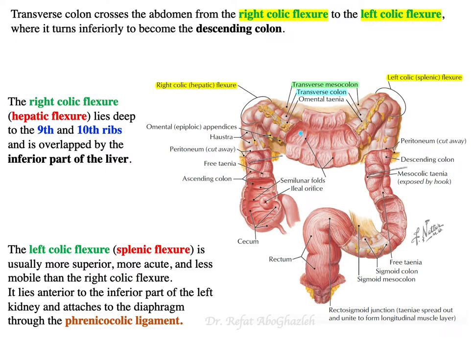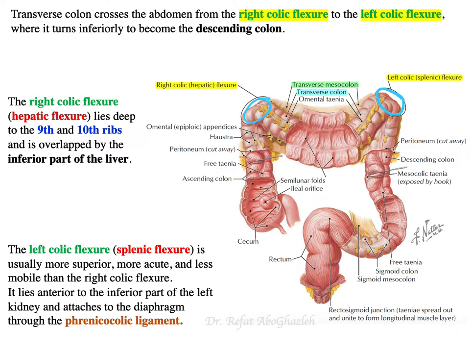colon, and it crosses, look, from the right corner to the left corner. That means it has two corners. This one, which is again on the right, we call it the right colic flexure. This is the right colic flexure, this angle, and this is the left colic flexure. The right colic flexure is lower than the left. The left is more acute, like sharp. The angle is sharper compared to the right.